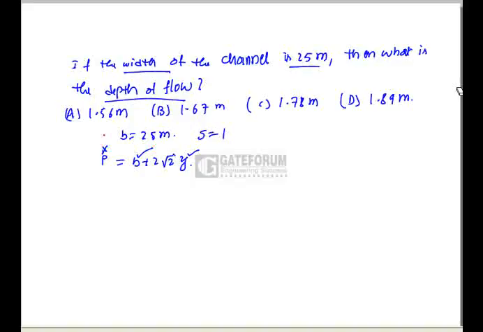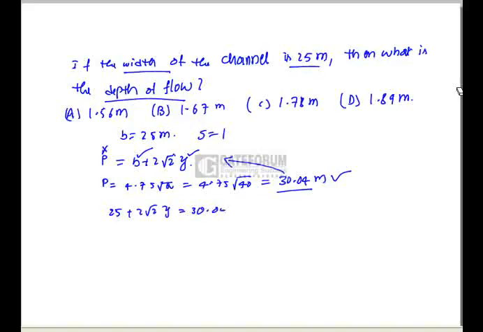P is unknown. So for Lacey's theory, P is equal to 4.75 root Q, that is equal to 4.75 root 40. That implies 30.04 meters is the wetted perimeter. By substituting these values in the above equation, we will get B 25 plus 2 root 2 Y is equal to 30.04 meters. From this, the Y is going to be 1.782 meters. 1.782, option C is correct.